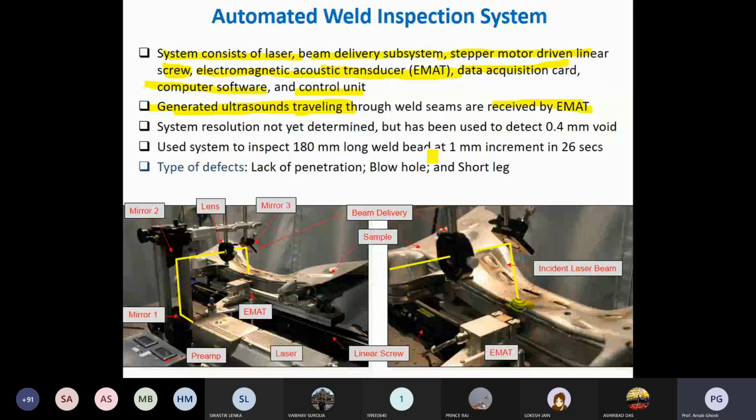Here you can see the indicated laser beams are emitted. How will it work? Mirror 1, mirror 3, so the beam is concentrated. This is your EMAT system. The laser will be there, with a linear screw, then plane mirror 1, and all are reflected like that. That position will be welded. Beam delivery, so from here it will be welded.